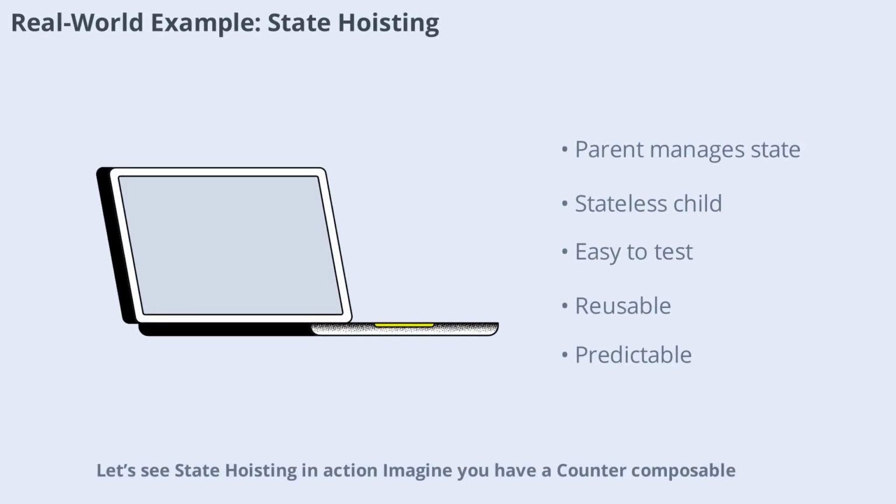Let's see state hoisting in action. Imagine you have a counter composable. Instead of letting it manage its own state, you move the state up to the parent. The parent holds the count and passes it down, along with an onIncrement callback. This makes the counter stateless and easy to test. It's a simple change that leads to more predictable and reusable components.